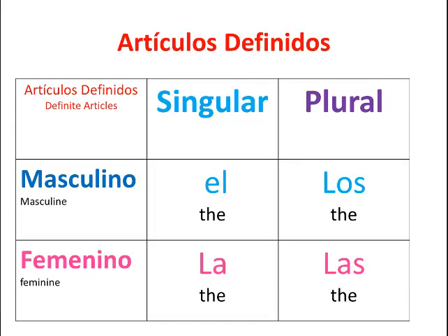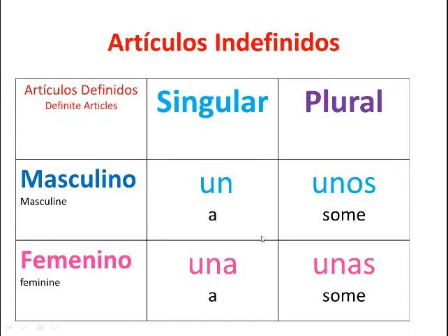Here's your lovely table. Okay, so you've got artículos definidos, masculino singular, el. Masculino plural, los. Femenino singular, la. Femenino plural, las. And all these mean the in English. So let's look at artículos indefinidos, the ones that are not so specific. And here we've got masculino singular is un, masculino plural is unos, femenino singular is una, and femenino plural is unas. And these in English mean a or some.